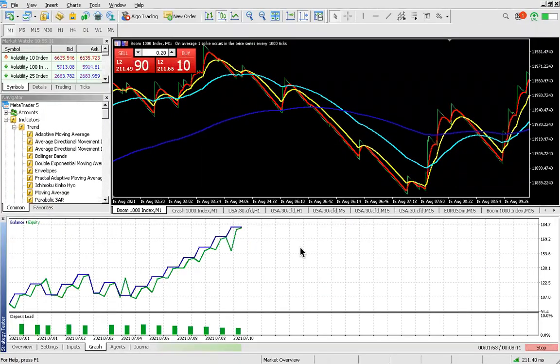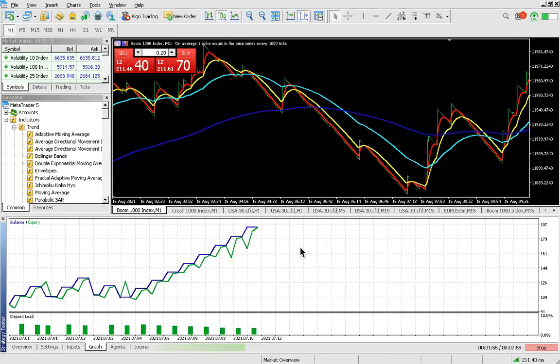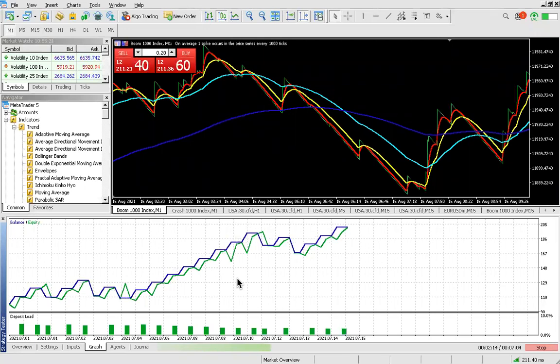The graph of the growth of this EA. So look at that. This is from the 1st of July 2021, and then we're moving to the 13th, and we're already on about $200, right? And we are at the beginning of July, right?